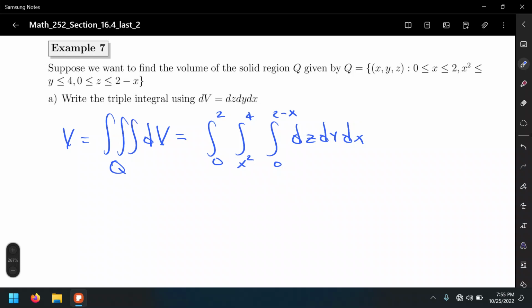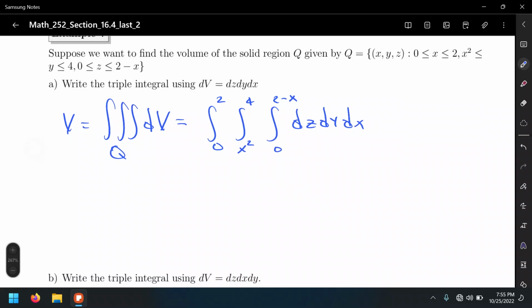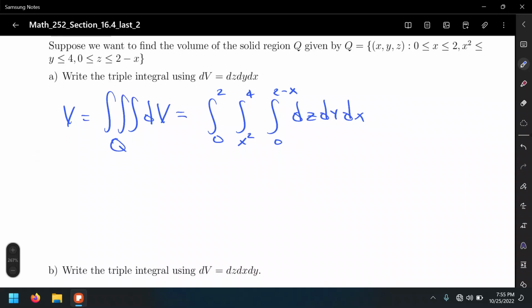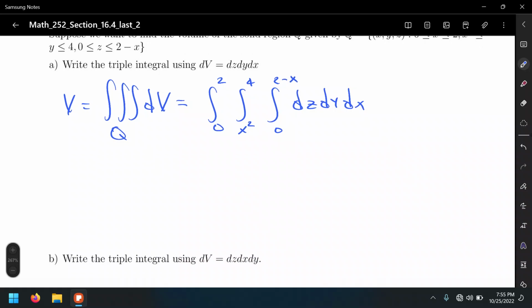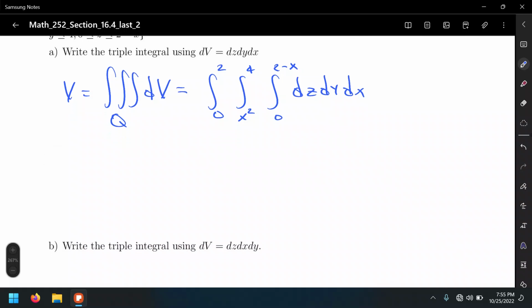Okay. So we're not going to compute the integral. They're just asking us to set up the integral. All right. So let's see. Part B. Write the triple integral using dV equals dz, dx, dy. So we will reverse the order, interchange the x and the y.